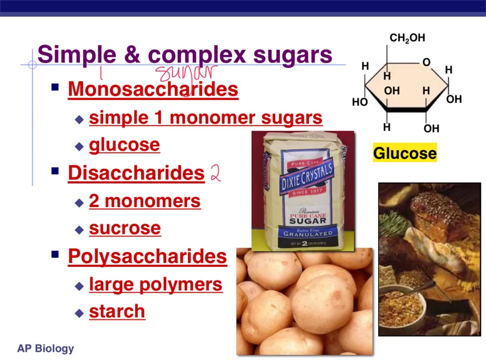Disaccharides mean two sugars. And this tells you that they have two monomers. So sucrose would be an example of a disaccharide. That would be fructose plus glucose to make sucrose. And that would be repeated over and over again. Poly, as you know, means many. So polysaccharides are pretty much just large polymers. Lots of individual monomers, maybe. Or sometimes they're just one kind of monomer. It just kind of depends on what you're making. And a good example of this would be starch. So like in potatoes or rice or pasta.